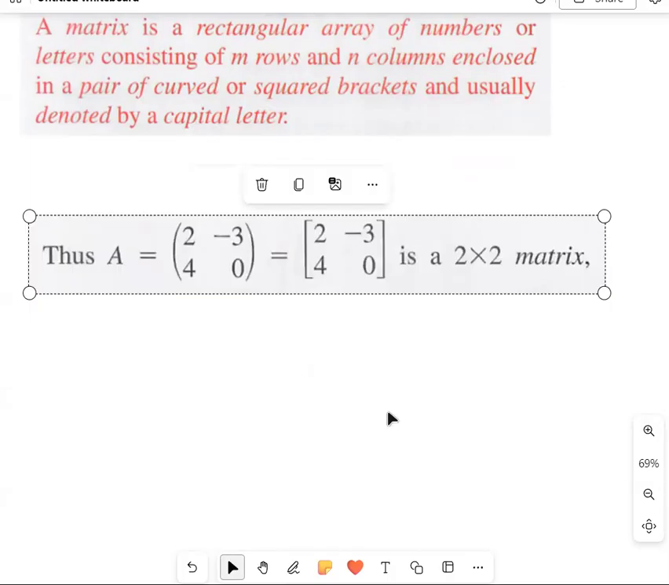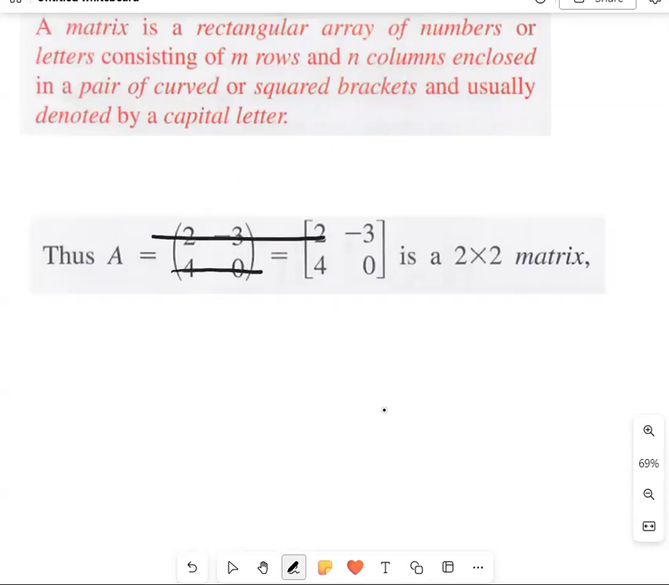So that's an example of one, right? This is what we call a 2 by 2 matrix. Right? It has 2 rows. Let me point out the rows. These are the rows. These are the columns. These are the rows. These are the columns. Right? Rows and columns.